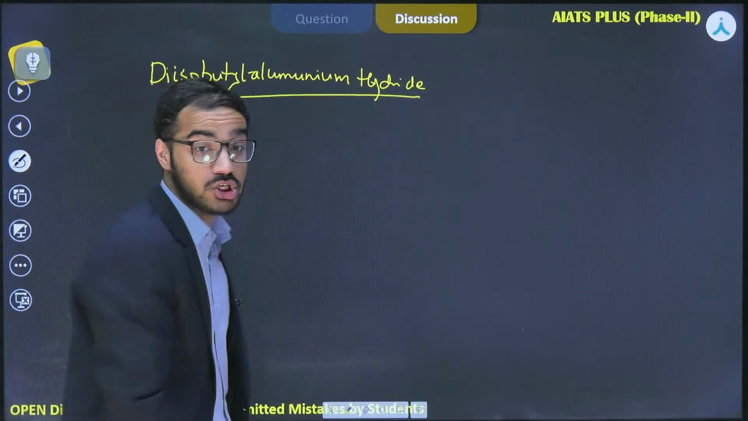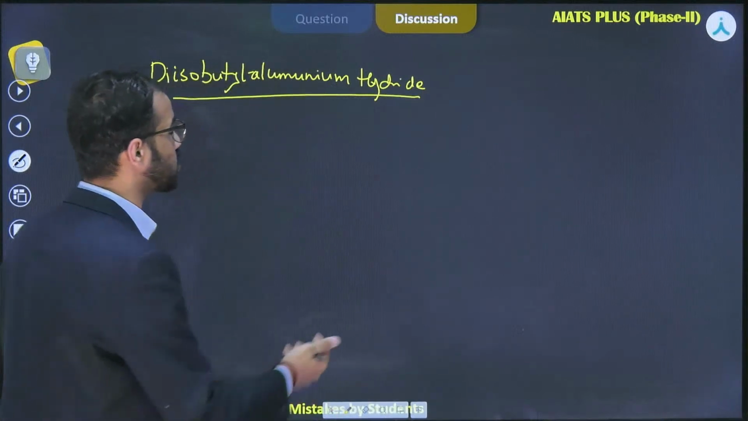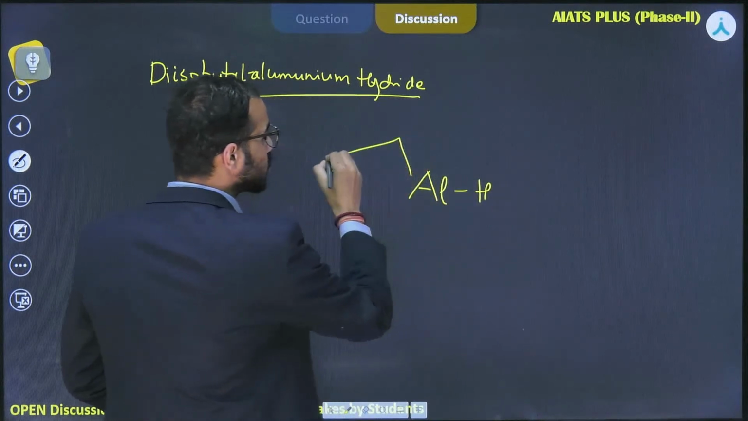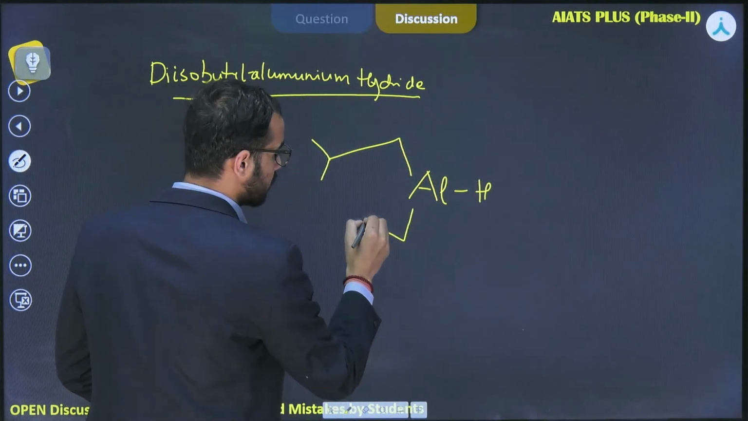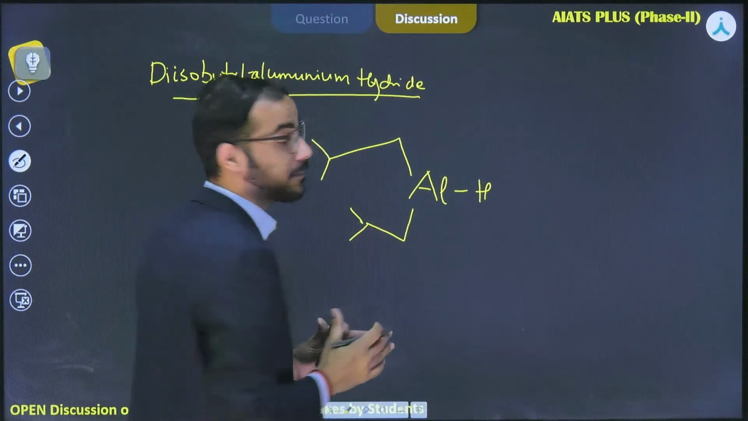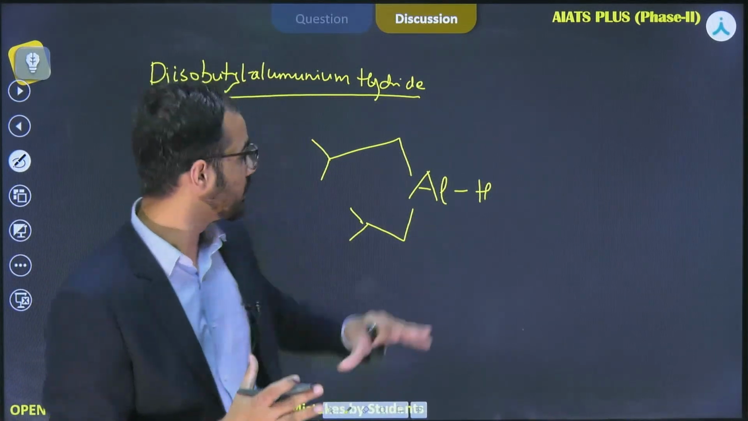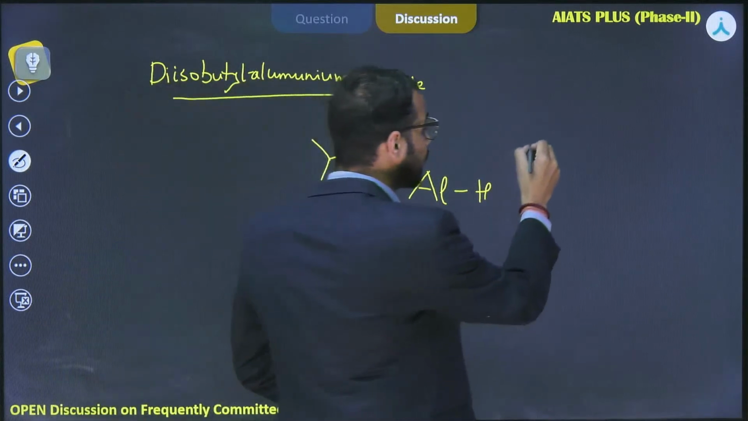And the structure of DIBAL-H is very common: Al, H, and isobutyl groups are there. This is the formula of DIBAL-H. And in the very last session, we went through that DIBAL-H is a reducer of nitriles to aldehyde.